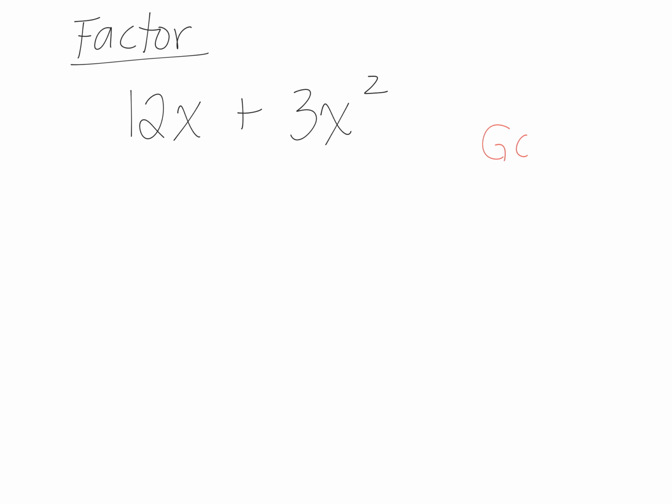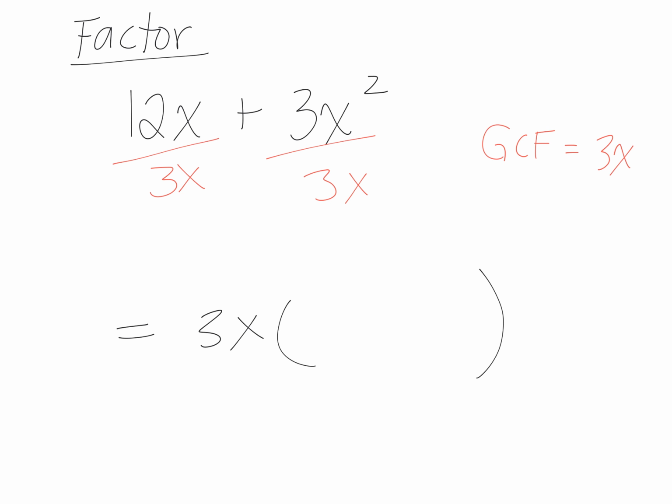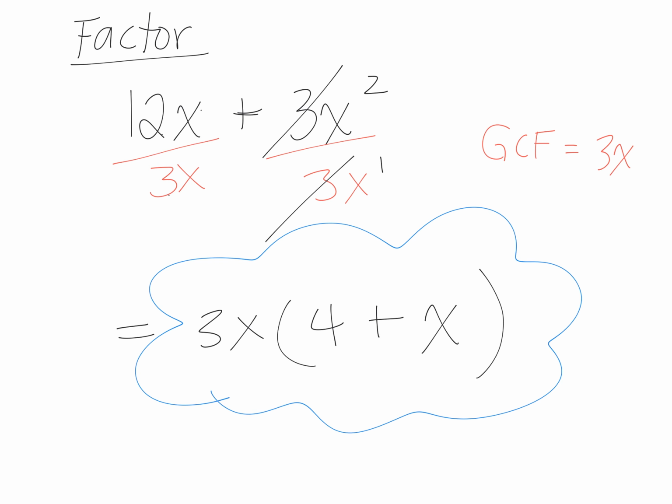Okay, so the greatest common factor, 3x. So as Keith said, we're dividing everything by 3x. And we write it as a product. 3x times something. Well, 12x divided by 3x is 4. Positive divided by a positive is a positive. 3x squared divided by 3x. X to the power of 2 divided by x to the power of 1 is just x to the power of 1, or I can just write it as x. And that's it. That's the answer. This is factored form.